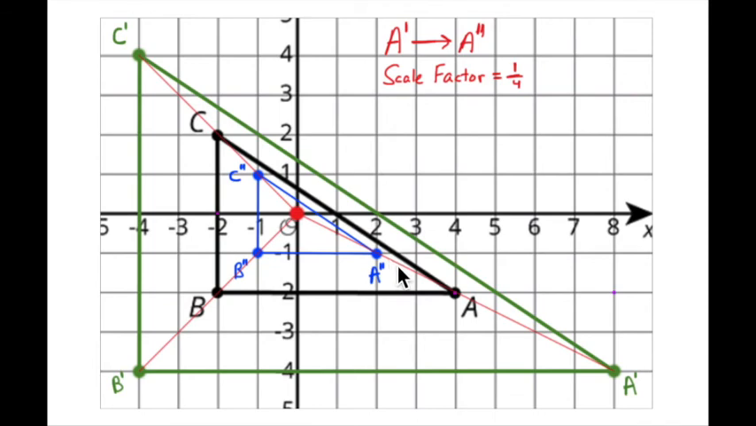And if you looked at each of these distances, 1/4 of 8 is 2. 1/4 of 4 is 1. So this point right here is going to be 2, 1. 1/4 of -4 is -2.